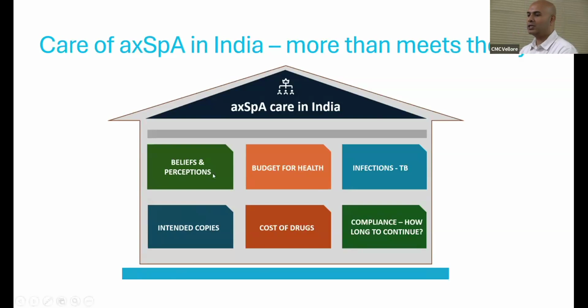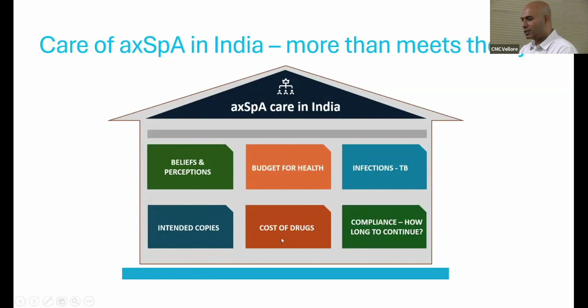So you have beliefs and perceptions. Patients will have their own ways to drive you to a particular angle. Don't get carried away. Budget for health probably is the least of the concerns for all of us. In fact, infections, TB, is a major problem for all our patients.